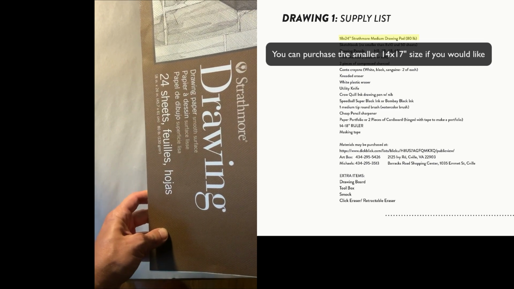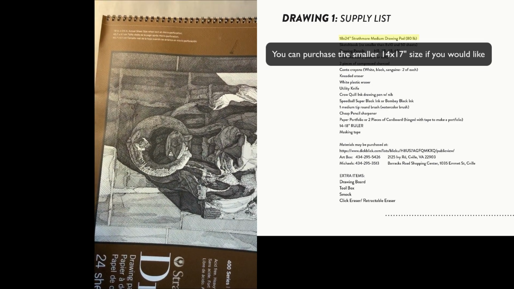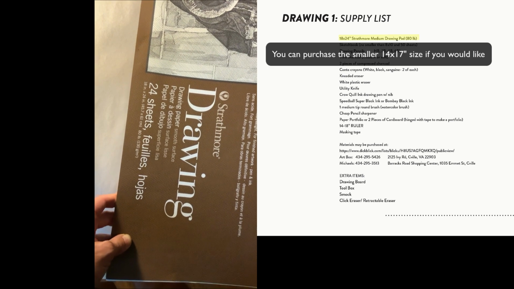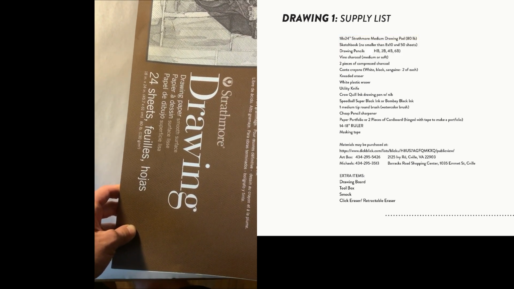It's hard to see it in full because it's so large, but it's spiral bound. It's also 80-pound paper, which means that we can apply ink to it. And this is what I'm expecting you to get for this class.